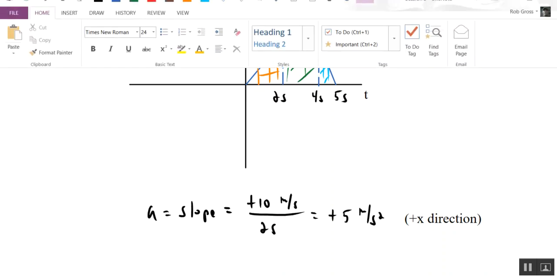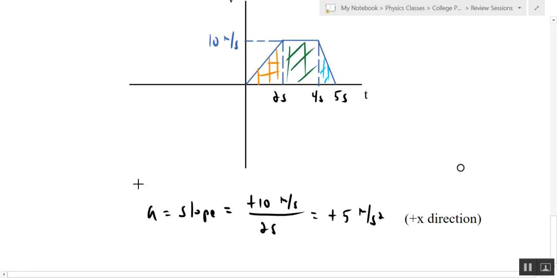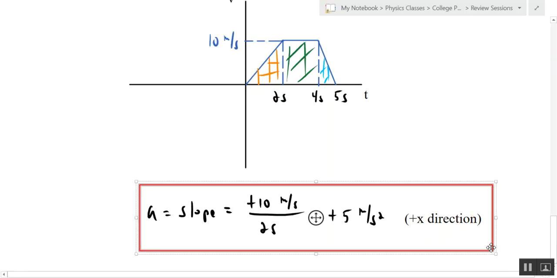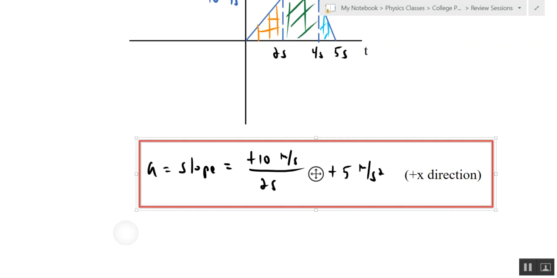I'm not going to ask, but just quickly, what would the acceleration be from 2 to 4 seconds? So if I ask for the acceleration from 2 to 4? 0, right? Because it's constant velocity. The slope is 0. You can just see it, right? You don't have to calculate it.